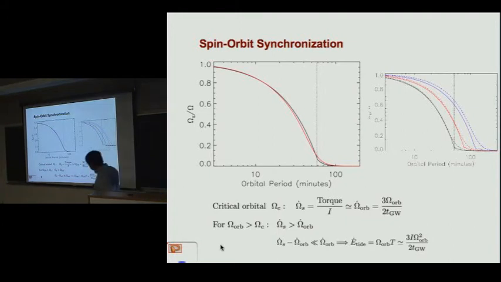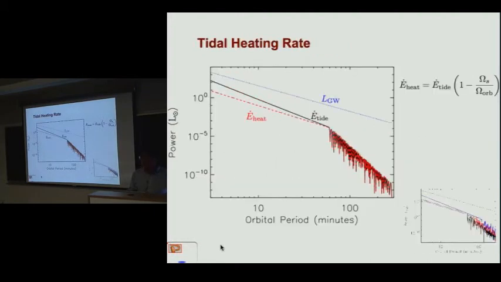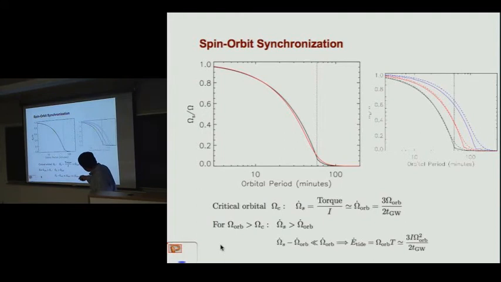And as the star tries to synchronize, of course, energy is also transferred from the orbit to the star. Therefore, the orbital decay rate is also modified. And then the final thing is you want to know the heating rate. In this stage, when the orbital period is pretty short and the star is being synchronized, the energy transfer rate is actually quite simple.